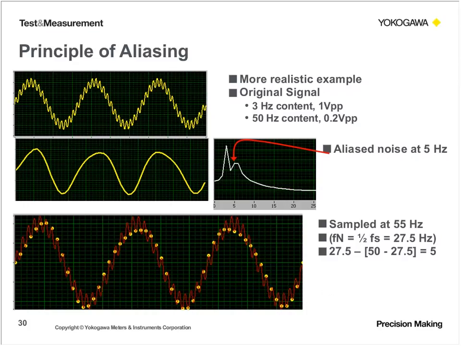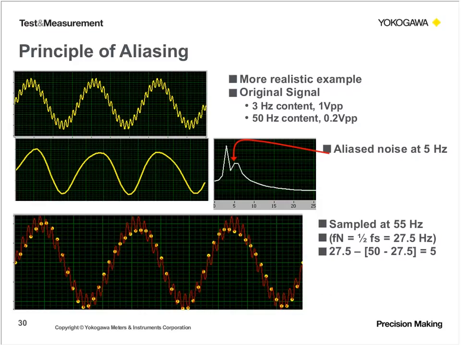So again, here's another example. Maybe you have a 3 hertz signal or a 50 hertz humming noise on there. So for a 3 hertz signal with 50 hertz humming, what we expect is an alias noise at 5 hertz. And the reason why this happens is because, in this example, we're sampling at 55 hertz. So if you take half of that in that formula, it calculates out to 5 hertz.